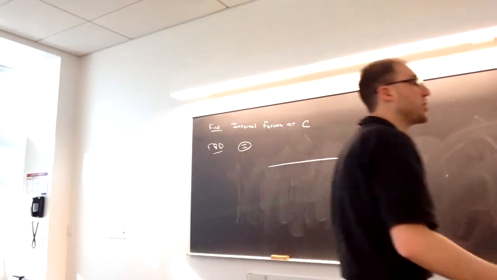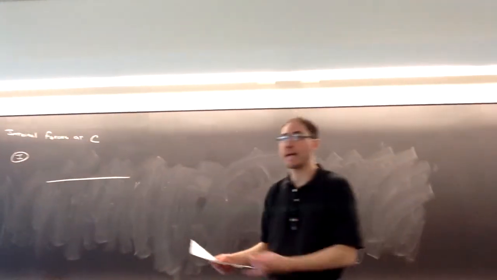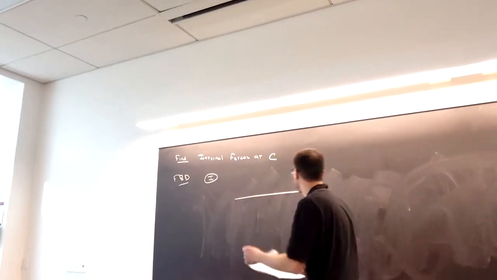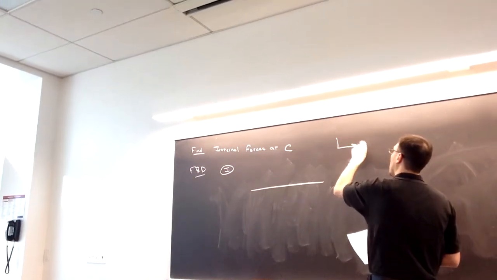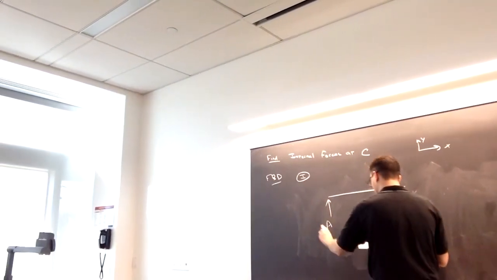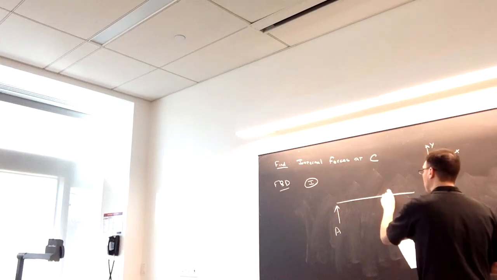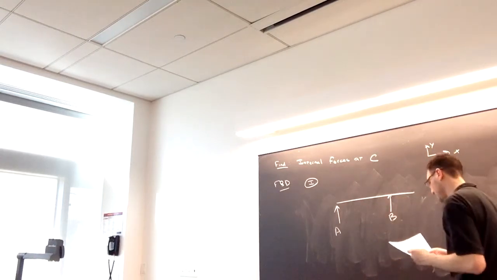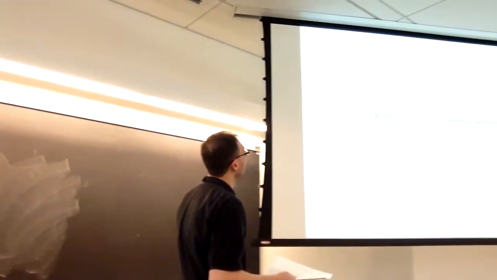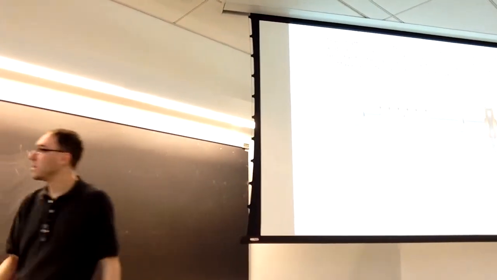Because we're in 2 dimensions, we only care that bearing A exerts a vertical force. We don't care about the force coming out. So there'll be a force at A. There'll be a force at B from that bearing. A is a thrust bearing, B is a journal bearing.